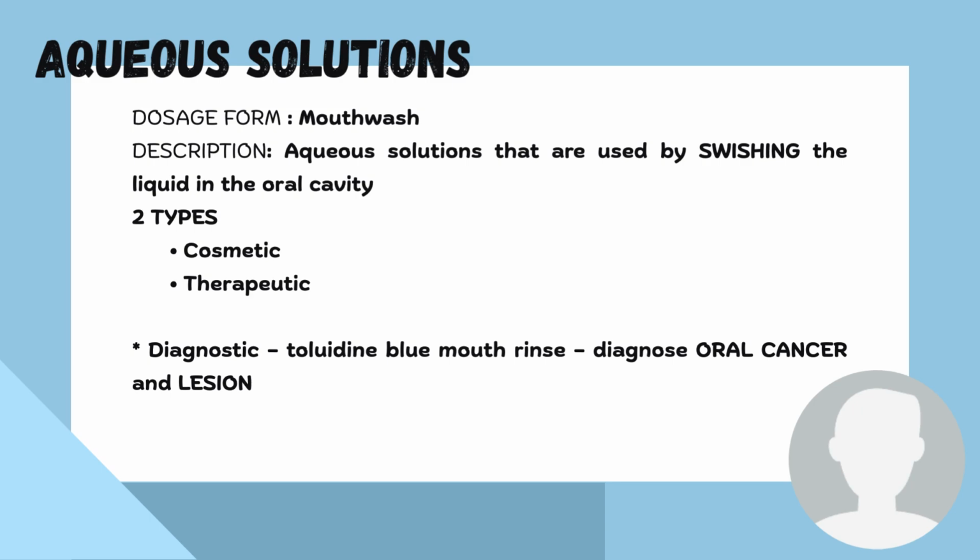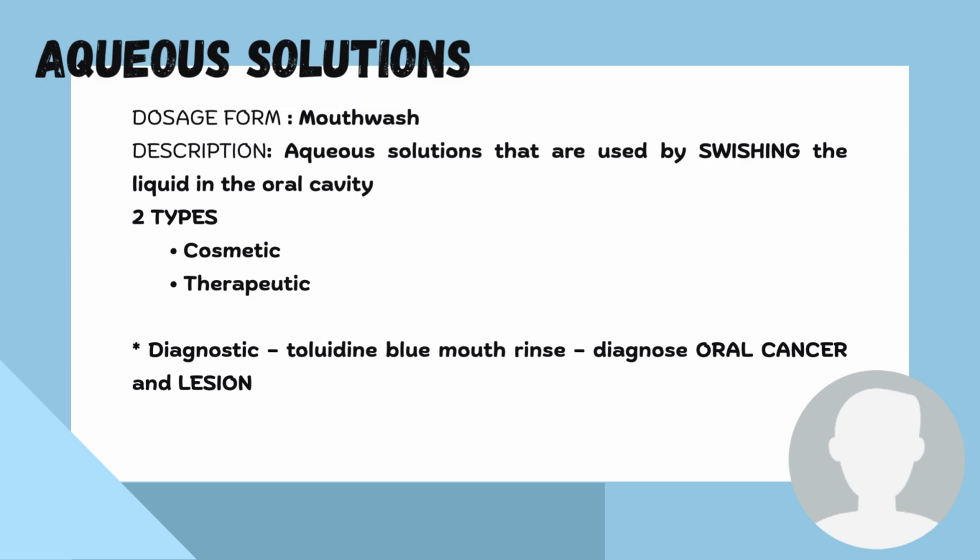Types of mouthwashes. First, we have the cosmetic mouthwashes. It is used mainly to refresh the mouth, remove bad odor, and improve taste. Example, commercial mouthwashes like Listerine or Colgate Plax. They help in oral hygiene, but they don't treat diseases directly.